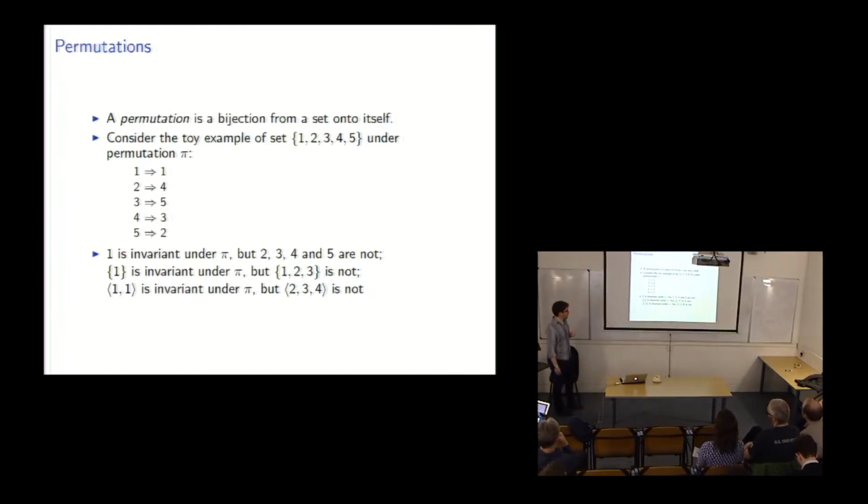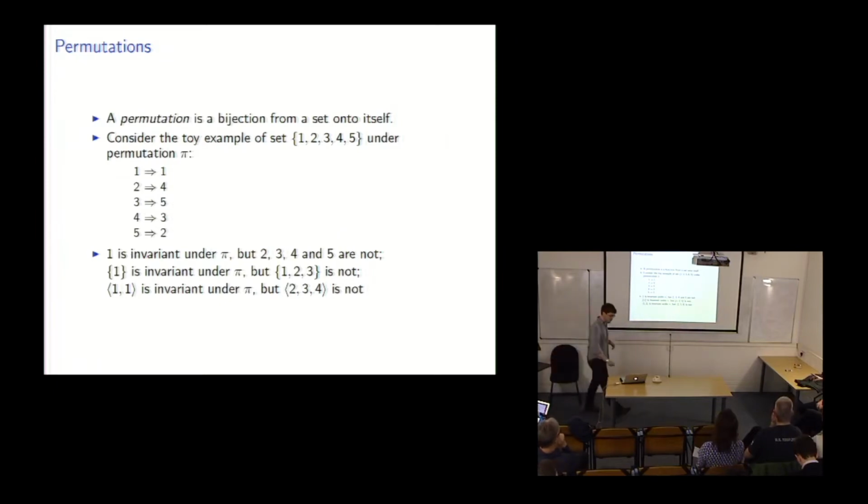And finally, the ordered pair of 1 and 1 is of course going to be invariant, again because its members taken in order are mapped to themselves, so you end up with exactly the same pair, 1 and 1. But this triple here, 2, 3, and 4, is not, because that got mapped to 4, 5, 3, which is not the same triple. So that's just a very basic introduction to what the idea of a permutation is that we're going to be working with.